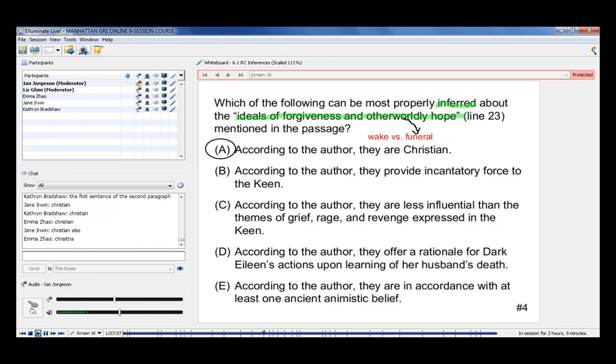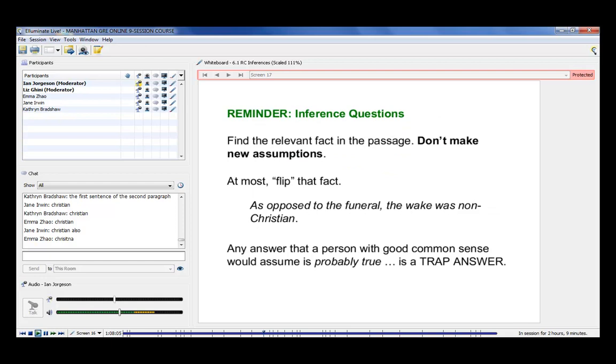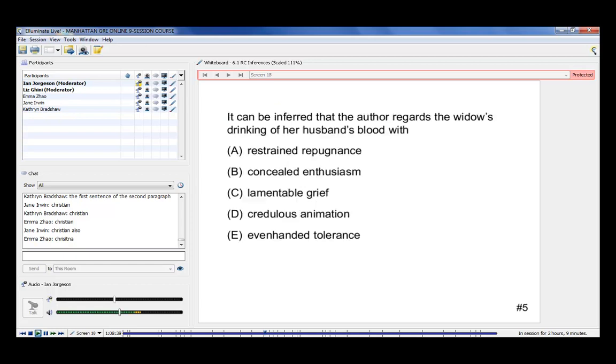Any of those other answers that gave you guys a little bit of trouble, or should we move on? Okay. So remember, we're not making new assumptions. At most, we're flipping that fact. As opposed to the funeral, the wake was non-Christian. That means the funeral was Christian. If the funeral was Christian, then all the things that happened at the funeral, we can infer, had Christian elements to them, let's say. Well done. All right, I've got one more question for you guys to do. One more question, and then we will move on. Here we go.